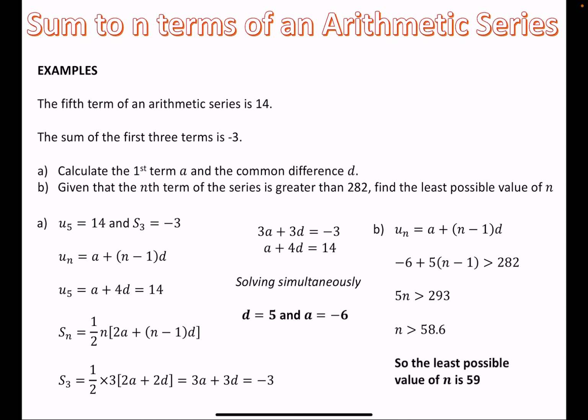Okay, so a few different types of examples in terms of arithmetic series to get you going there. It's a bit more interesting, hopefully, when it gets to the sums, but obviously there's a few more equations to think about and a few different ways in which we can use them.